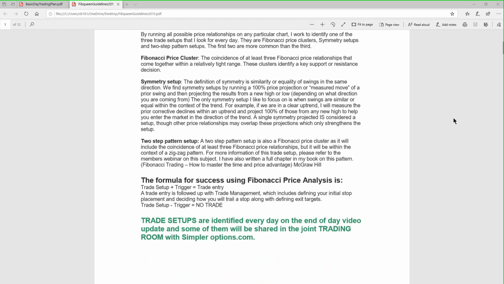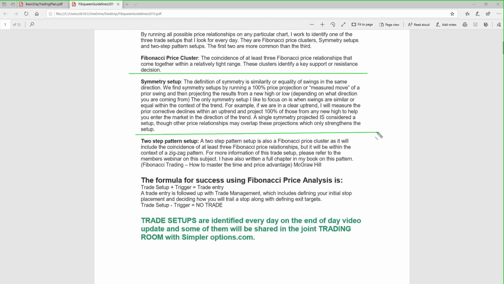Okay, so there are three setups. The first is a Fibonacci price cluster. That is the coincidence of at least three Fibonacci price relationships that come together within a relatively tight range, and it identifies a key support or resistance decision. The other type of setup I'm looking for is a symmetry setup.